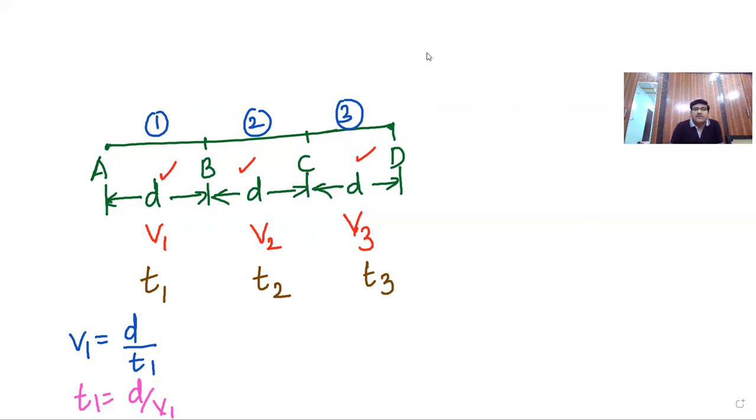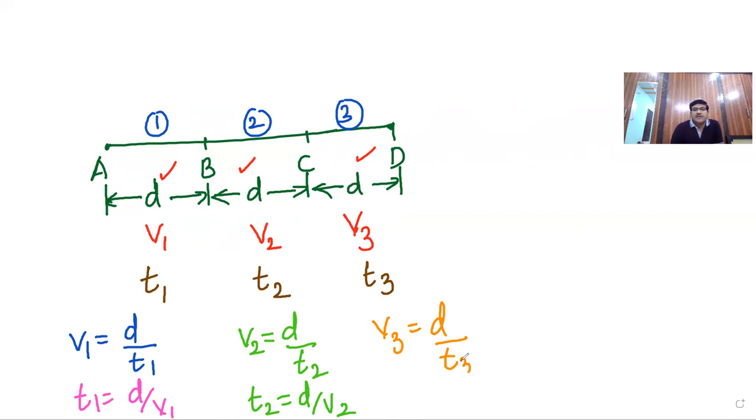Similarly, I am applying the speed formula to the second case. What is the speed in the second case? V2. V2 is distance by time, D the distance, time is T2. So T2 is D by V2. Similarly, in the third case, I am applying the speed formula. V3 is equal to distance D by time T3. So T3 in this case is D by V3.